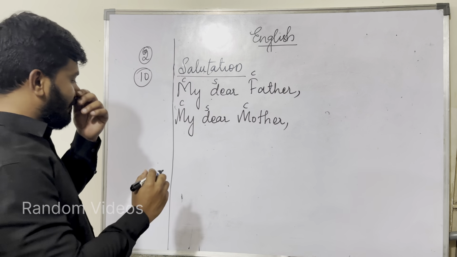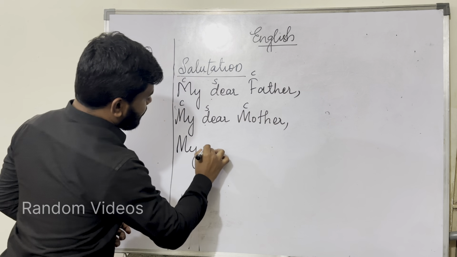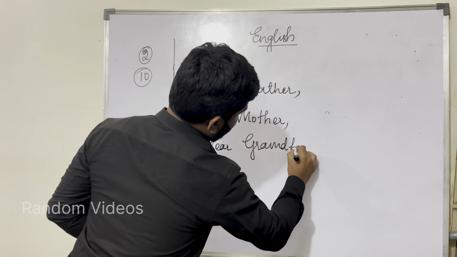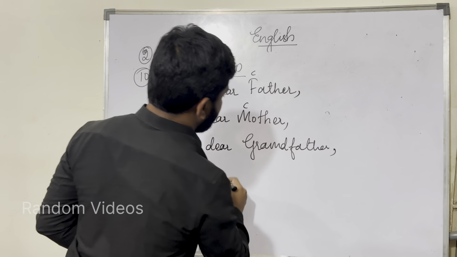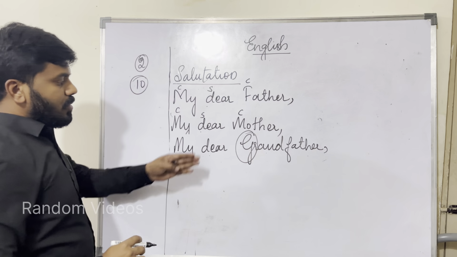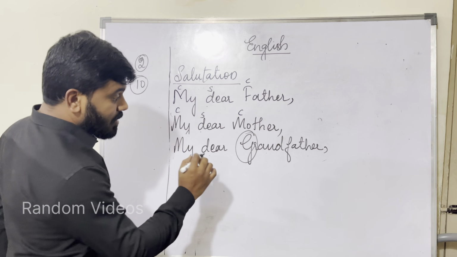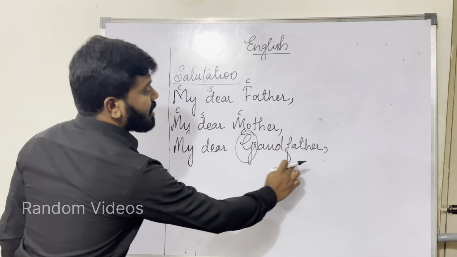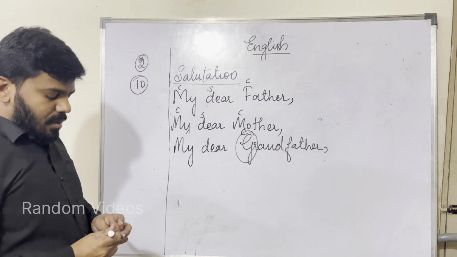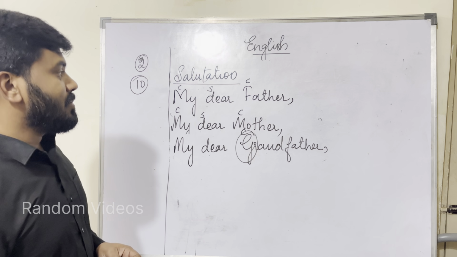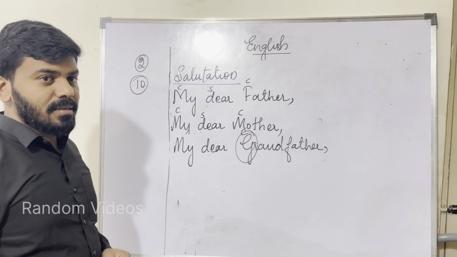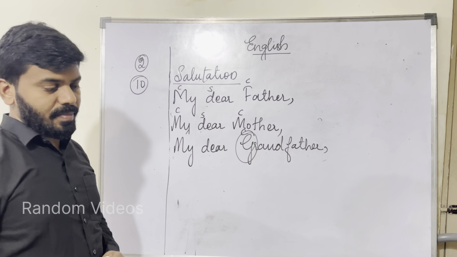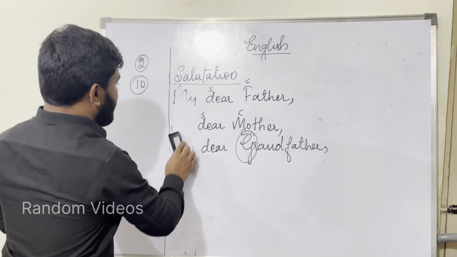Imagine you are writing to your grandfather, my dear grandfather, comma. See, G is capital letter. So, if you are writing to your grandfather, see, G is capital. If you are writing to your grandmother, you write my dear grandmother. Please do not write grandma, granny, mom, dad. You better stick to father, mother, grandfather, and grandmother. Okay, so these are the 4 salutations. You need to be careful.